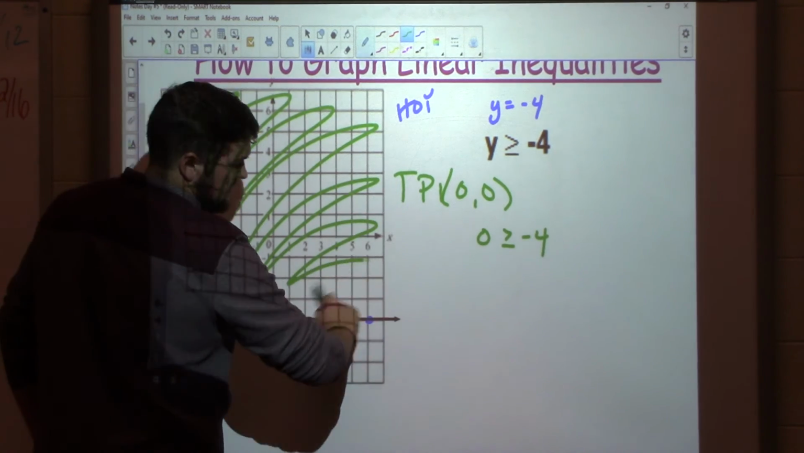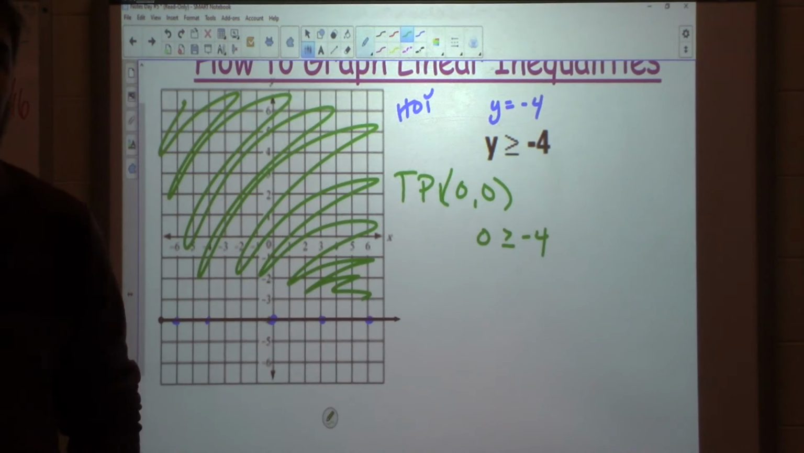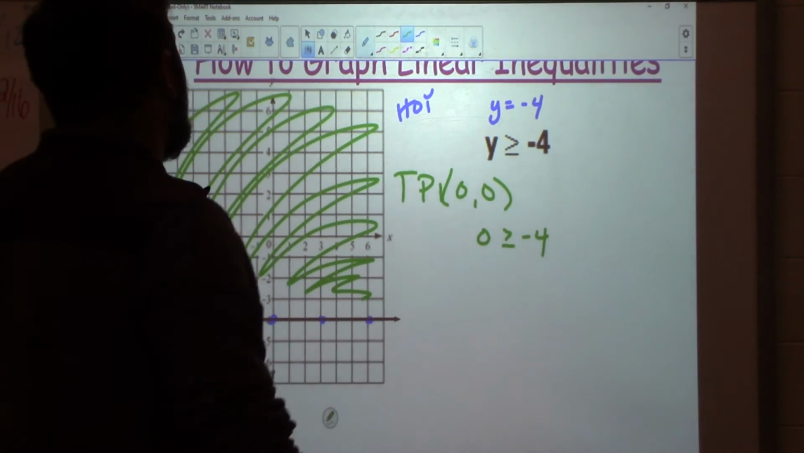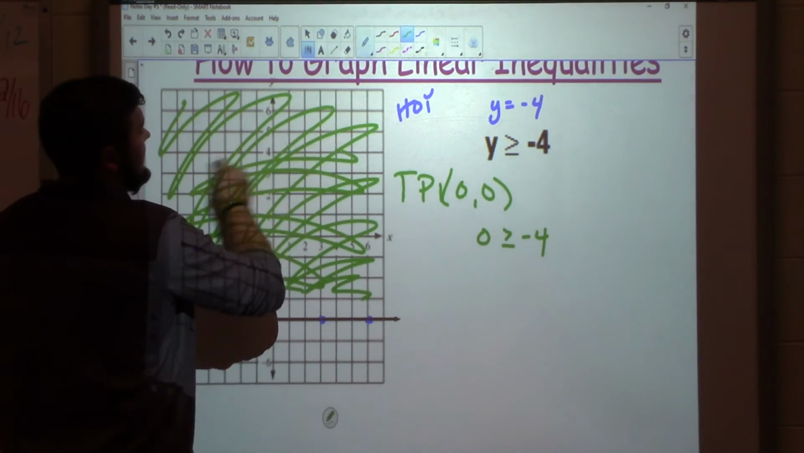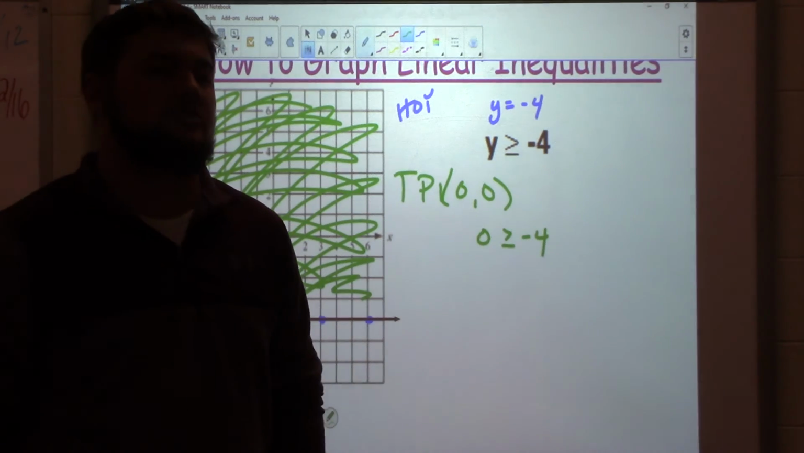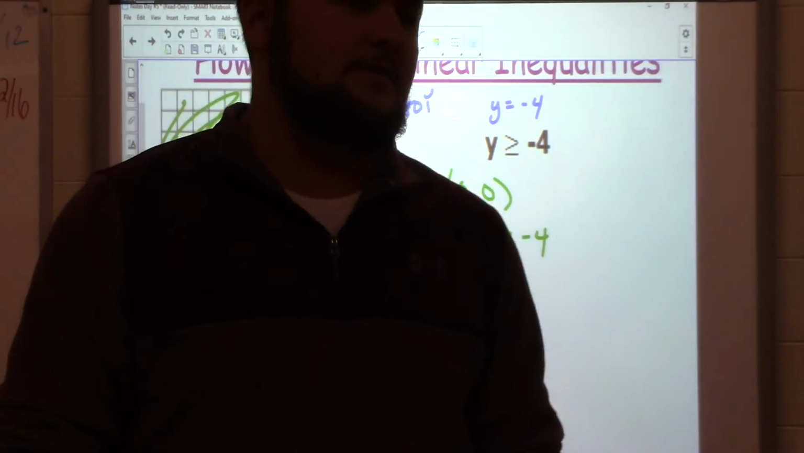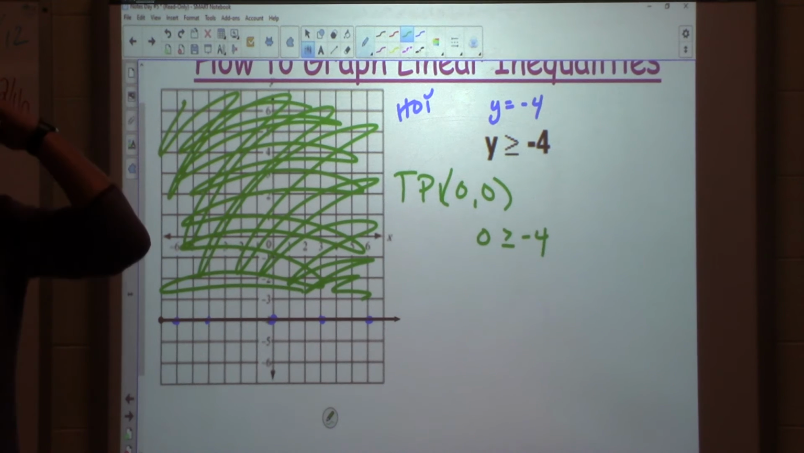How much time do we have? 5 minutes? Okay. Do we have to write test point or do we just? No, you don't have to write test point. If you shade it incorrectly, it helps me to see what test point you used or what you plugged in. So just show your work on what you plug in. I should be able to figure it out. Any questions?